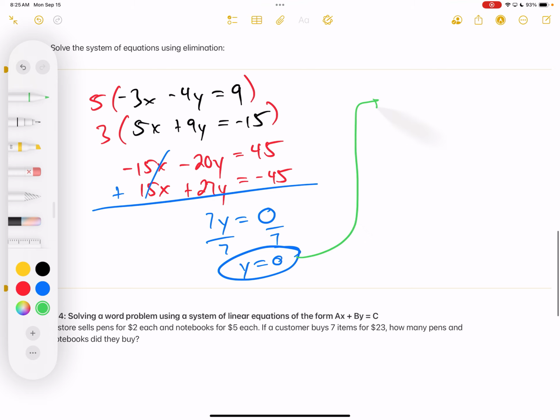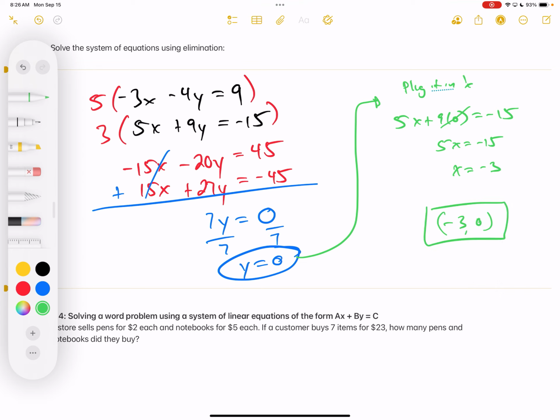And then once I get one answer, I'm going to plug it into the bottom one. I don't really know why, just because. So 9 times 0 goes away, so I have 5x equals negative 15, and x equals negative 3. So these intersect at the point negative 3, 0.